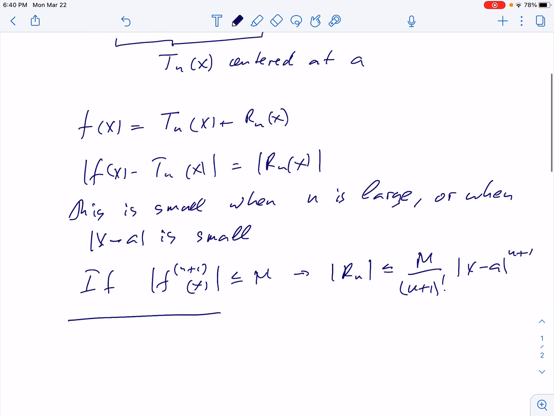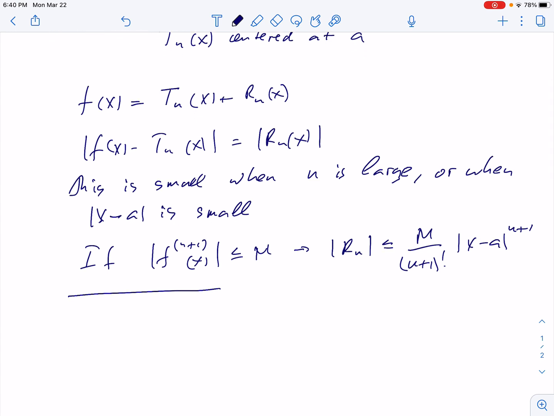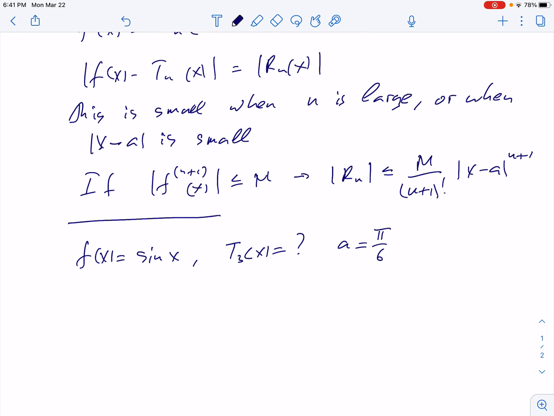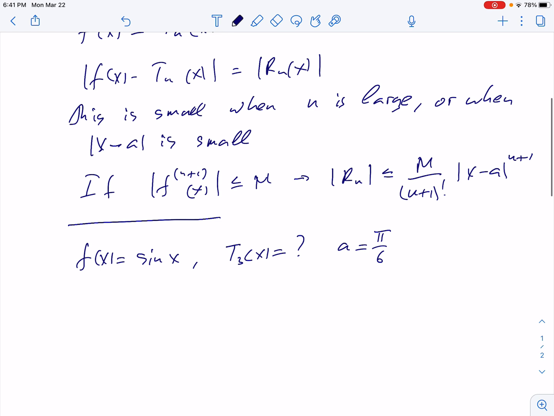Now, first we have to practice computing some Taylor polynomials, and I shall do some examples. Here is my first example. Given is the function sine x, and we want to find the Taylor polynomial of order 3 centered at a equals pi over 6. So we have to write this polynomial. First I shall write this in general form.